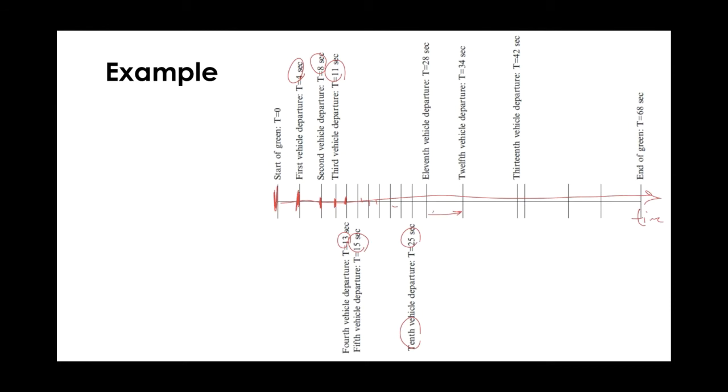The horizontal distance between each vehicle represents the headway, because headway is the time between the vehicles. Then we can see the demand slows down a little bit, and that's why headways become large. Then we have the 11th, 12th, and 13th vehicles, and this would be the end of the green time. So what would be the saturation headway here?